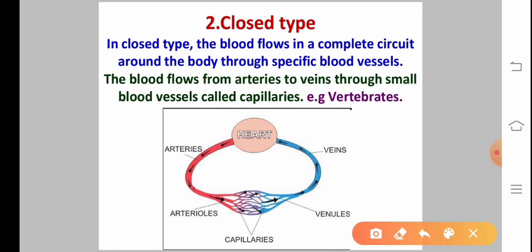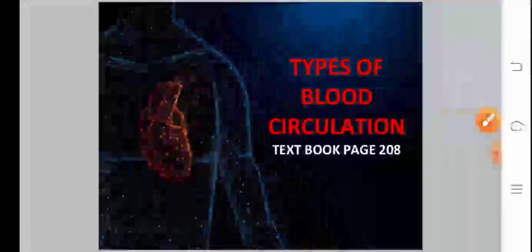Vertebrates. Here, the heart pumps the blood through the arteries into the capillaries. Capillaries supply the gases and nutrients to the tissue. Then deoxygenated blood is collected by the veins and returned back to the heart. So we have a complete cycle. This type of circulatory system is known as closed type of circulatory system.